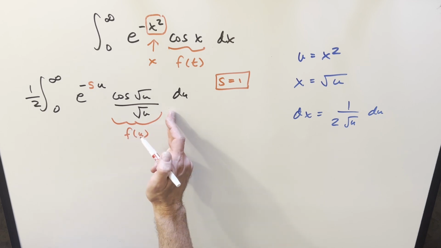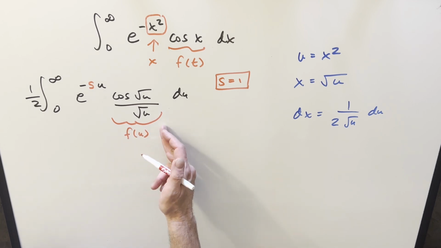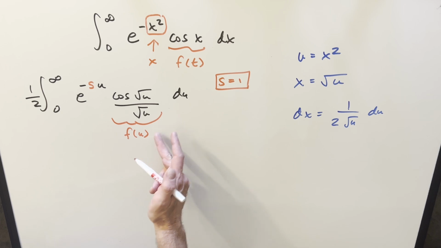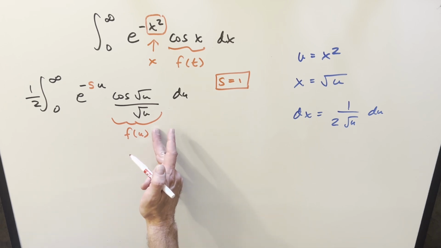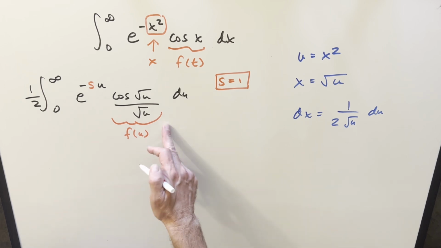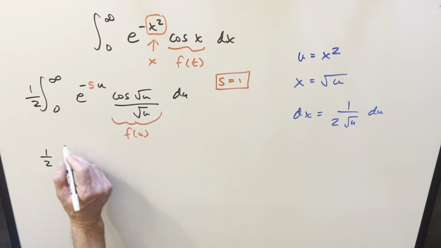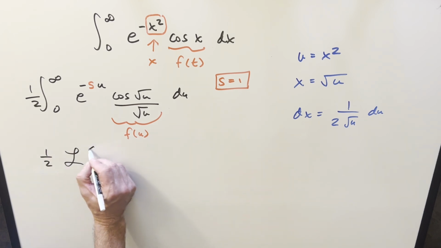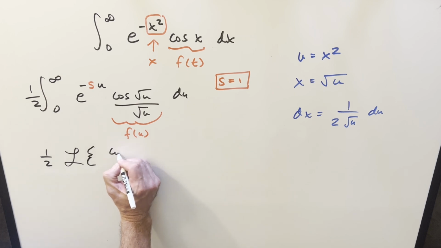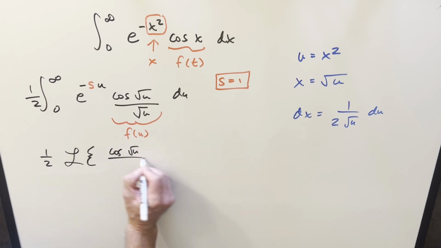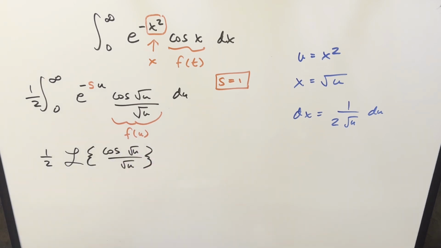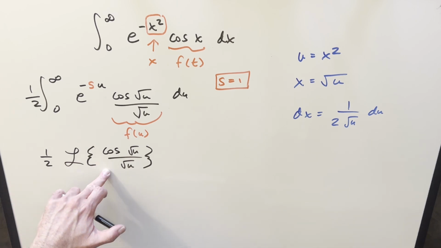Now this looks like a pretty tricky Laplace transform, and actually it kind of is, but we can get a value for this because this is kind of what I was working on before, something similar to this. So the way we can rewrite this is we'll have our 1/2 in front. This whole thing here is just going to be the Laplace transform of cosine square root of u over square root of u. But from here now we just need to work on this Laplace transform. I have a few formulas that can help us out. Let me clean up the board and we'll do this one.